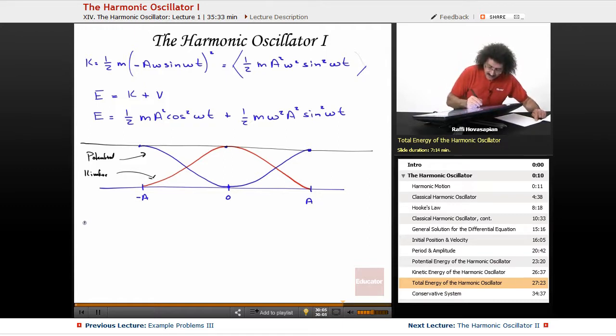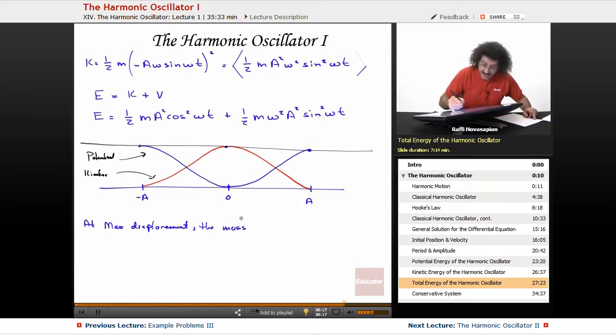At maximum displacement, the mass has stopped, which implies that the kinetic energy is equal to 0. V is at a maximum. Here and here.